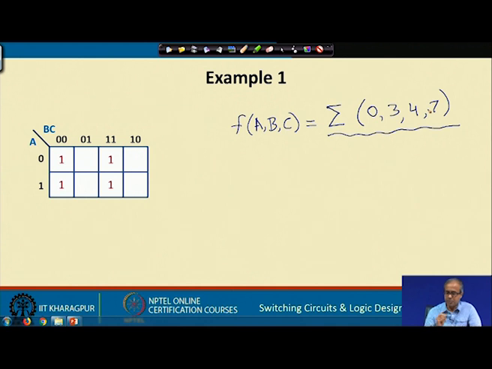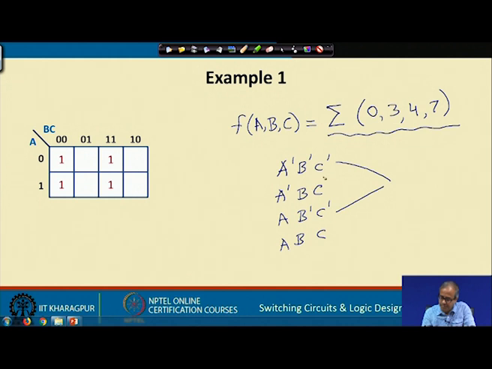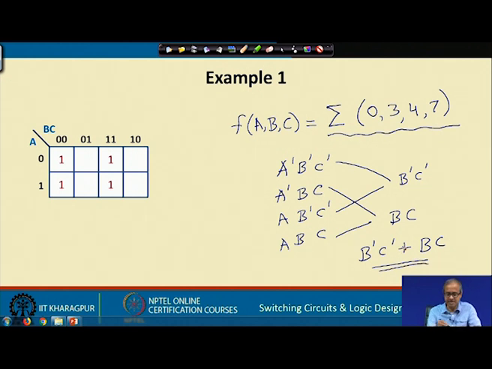Now, one thing before you go into the Karnaugh map: 0 means all 0, 0, 0, which means a bar, b bar, c bar. 3 means 0, 1, 1, which means a bar, b and c. 4 means 1, 0, 0, a, b bar, c bar, and 7 means 1, 1, 1, a, b, c. Now, if you use normal algebraic methods, you can see that in the first and the third, b bar c bar is common. If you take it common, you get a bar plus a, which is equal to 1. So, you get only b bar c bar. Similarly, if you combine the second and fourth, b c is common and a bar will go, you get b c. So, the minimized form according to the algebraic technique will be b bar c bar or b c. Let us verify how you can get the same thing from the Karnaugh map.